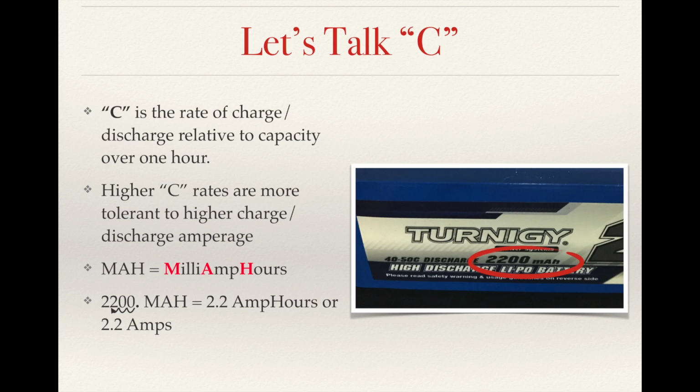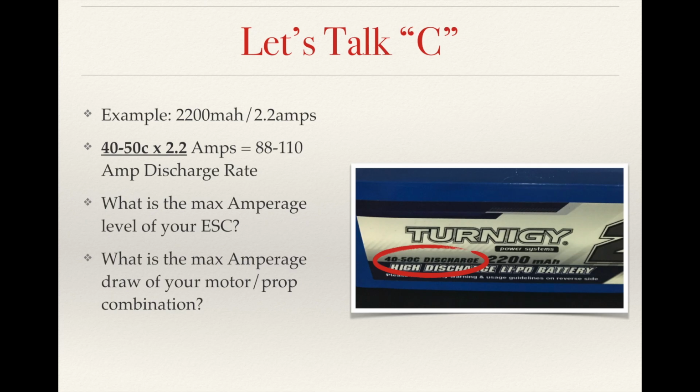Now we can take that 2.2 number and use it to figure out other things. In this example of a 2200 milliamp hour pack, or 2.2 amp pack, with a 40 to 50 C discharge rate, this battery pack is comfortable delivering between 88 and 110 amps of discharge. 50 C is probably the high side or burst rate, and 40 C is probably the constant rate. That's the way I would treat this battery, even though that's not exactly how it's labeled. So I can run this thing all day long at 88 amps, and I can burst to 110 amps for about 30 seconds without really damaging the battery.